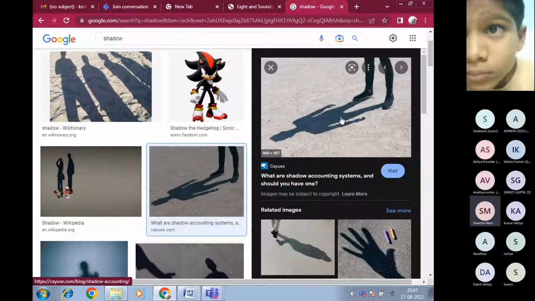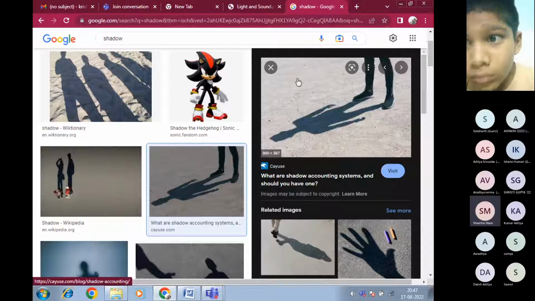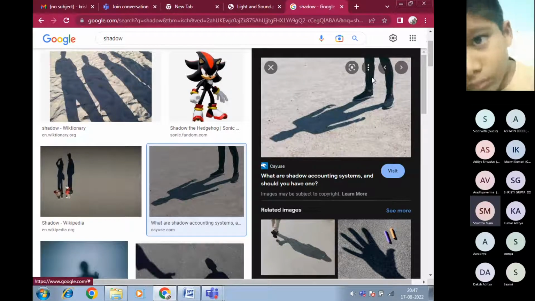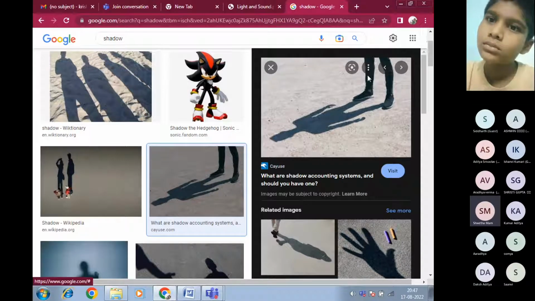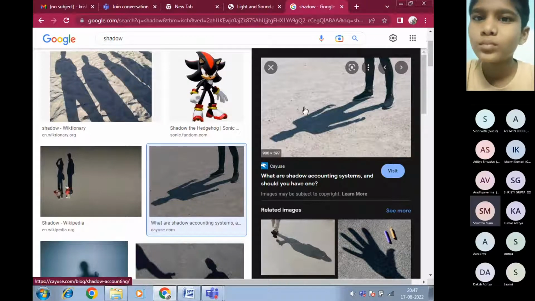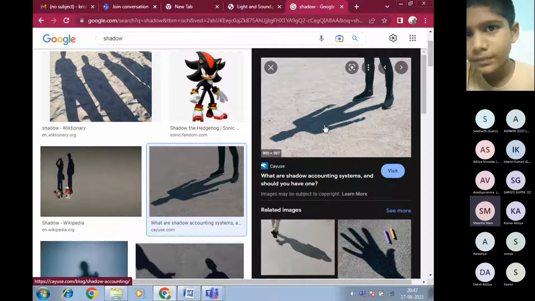How is this obtained? This is a person, who is an opaque object. For example, if you keep your box also, it is an opaque object. So whenever the light is blocked by an opaque object, you get a shadow. The same thing is happening here. The light, the sunlight, is falling on him and it is blocked by him. It means he's not transparent. So from him, that shadow has fallen on the ground here.